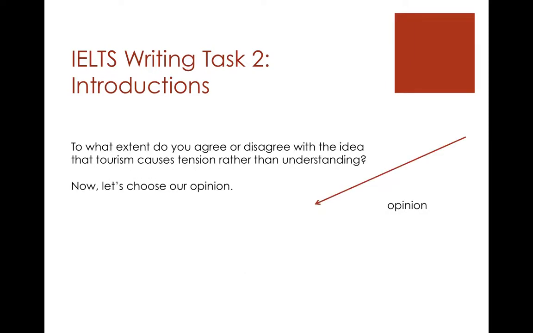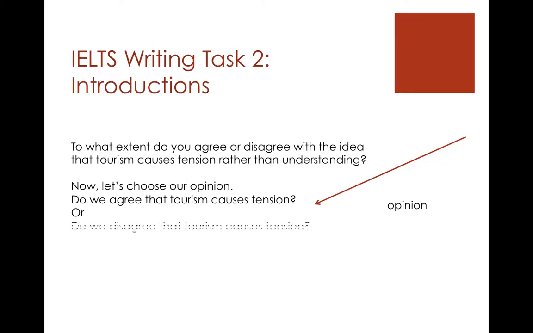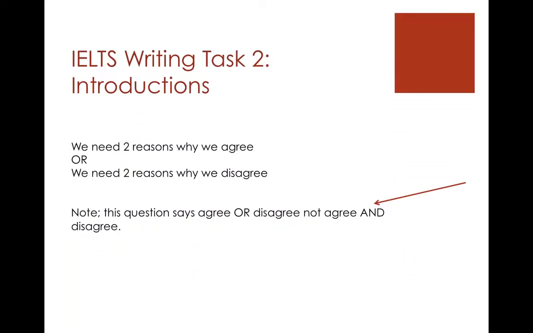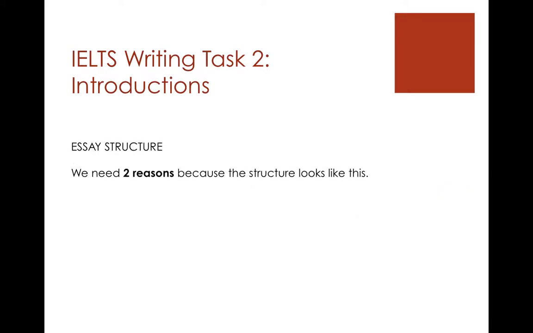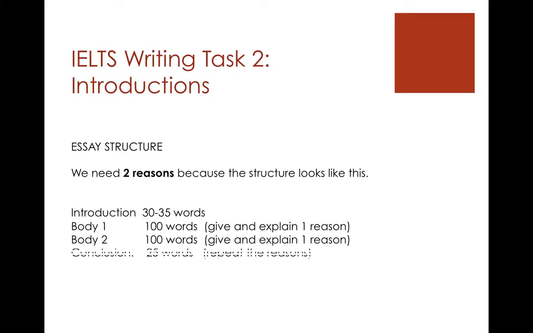So let's choose our opinion. Do we agree that tourism causes tension? Or do we disagree that tourism causes tension? So we need two reasons why we agree, or we need two reasons why we disagree. So note this question says agree or disagree, not agree and disagree. You may choose one side only, and we're going to do that now. We need two reasons because the structure looks like this. This is the essay structure: introduction, body 1, body 2, and conclusion. So we need 2 reasons.